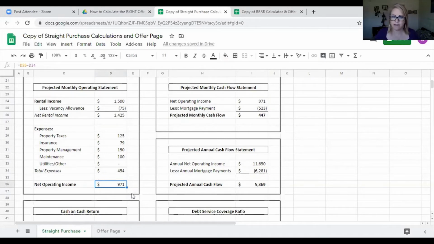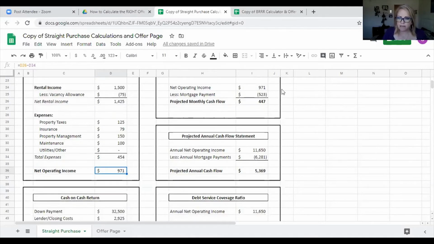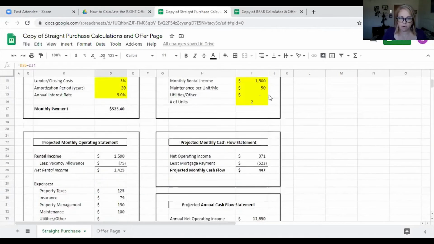But if you want to figure out your cash flow, then we're over here. So to figure out your cash flow, you're taking your net operating income minus your mortgage payment of $523. And remember, mortgage payment is what we had calculated up here earlier when we talked about the loan amount of $97,000, amortization period of 30 years, and then the annual interest rate of 5%. All right. So then this is our projected monthly cash flow, $447, based on all of these different scenarios.